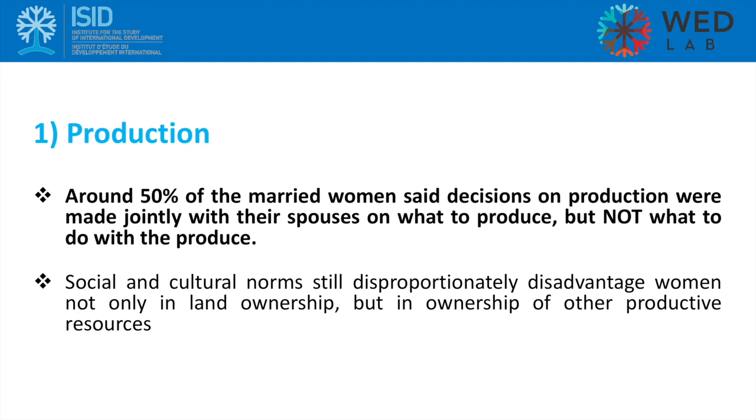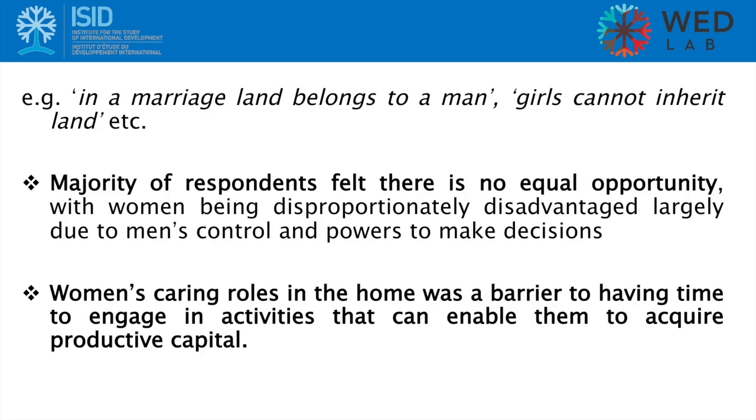There are also issues such as constraints, like in a marriage, land belongs to a man, a girl cannot. Right. So people will tell you these things. And on time, people will say women's caring role in the home was a barrier to having time engaged in productive activities, right? So again, that's what you get from the interviews. In terms of resources, women did not have full autonomy, but they have joint decision making. So that's why it's in terms of that. It still has some implications for resources.